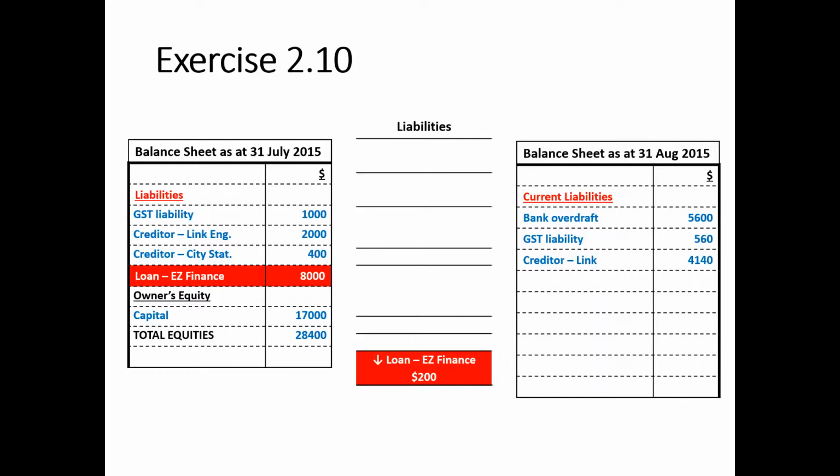Lastly, we had a loan to Easy Finance. We owed them $8,000 and we paid them $200, so we'll decrease that to $7,800. We're going to list that as a non-current liability. The question hasn't stated whether it is or it isn't, so we're just going to make an assumption.